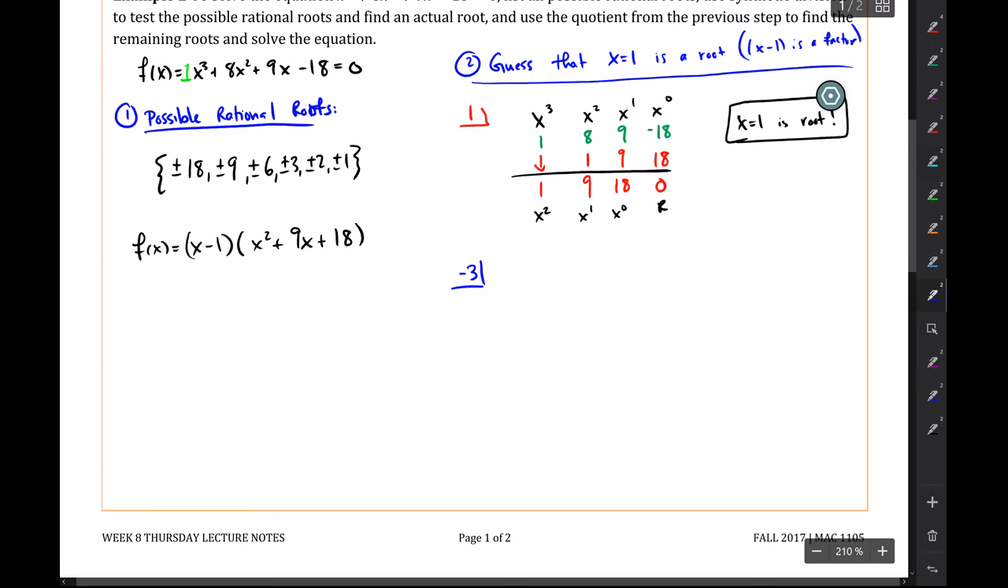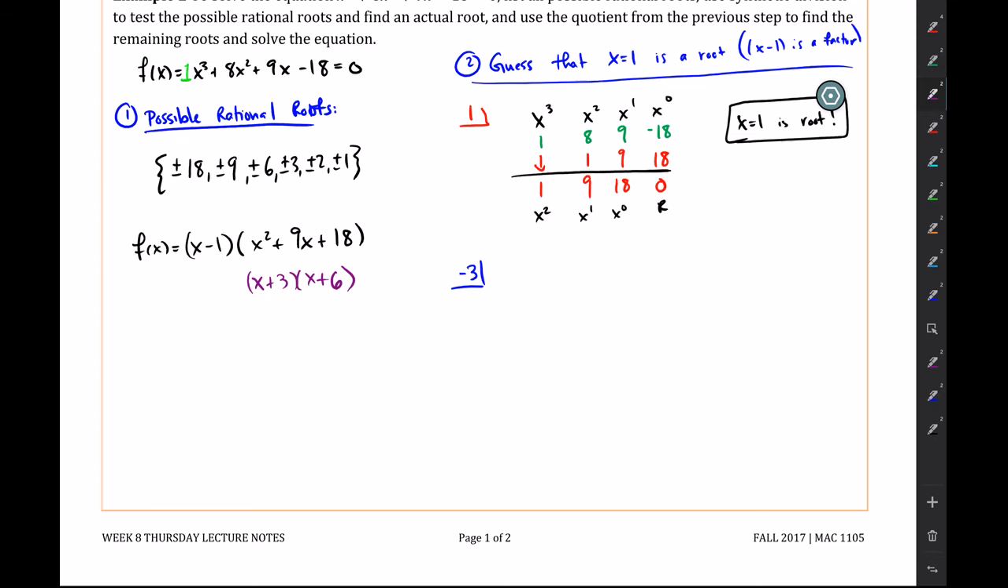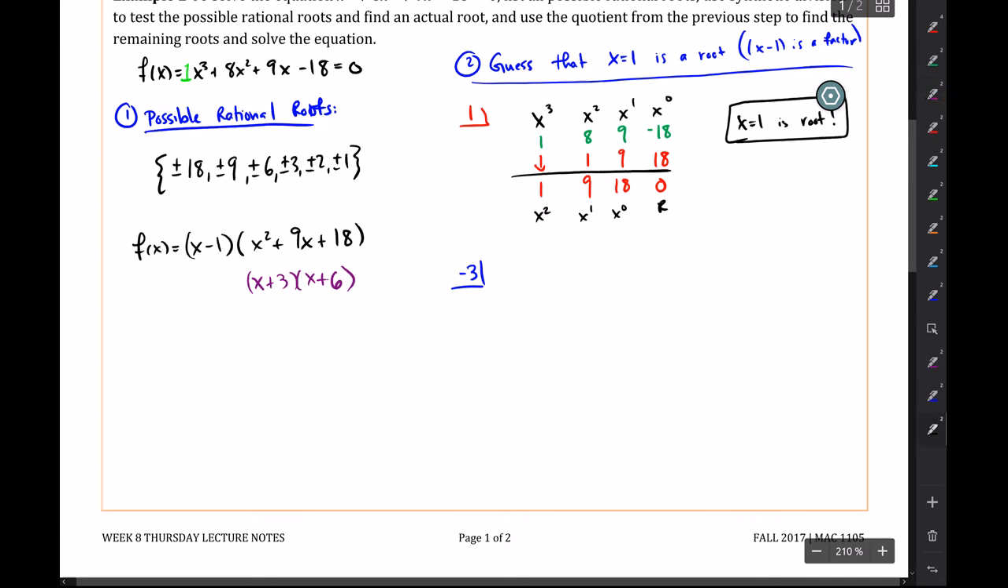Okay, so actually if you just eyeball this, what you can see is that this is probably going to be x plus 3 and x plus 6. And so that's telling me that x equals negative 3 would be a root. So let me just go through and do the synthetic division in case you didn't see that. But again, I'm just going through this list and picking a value that looks like it might be a factor.